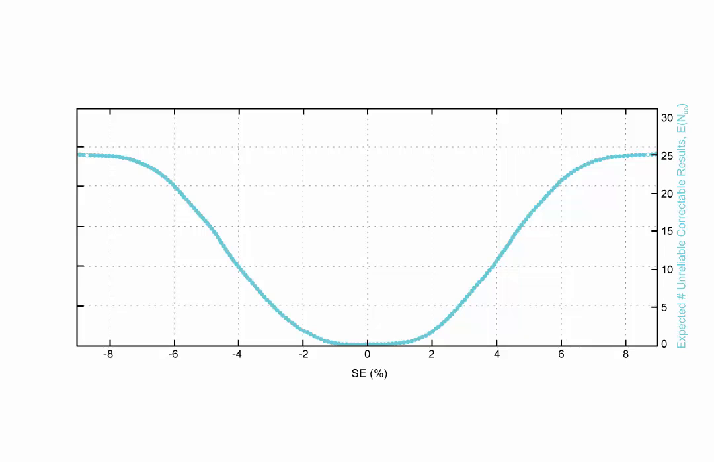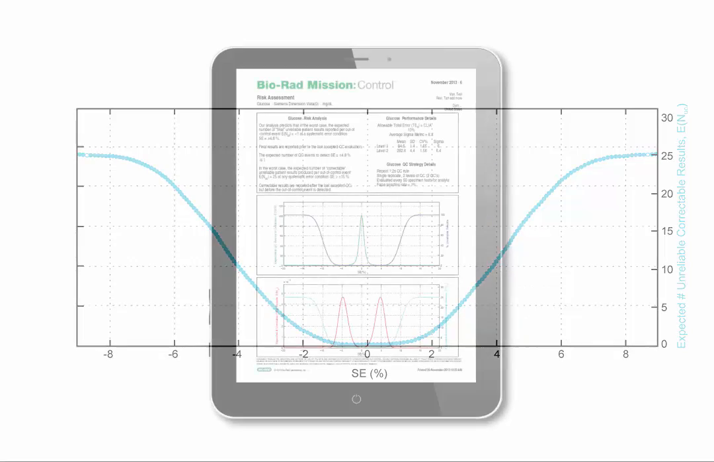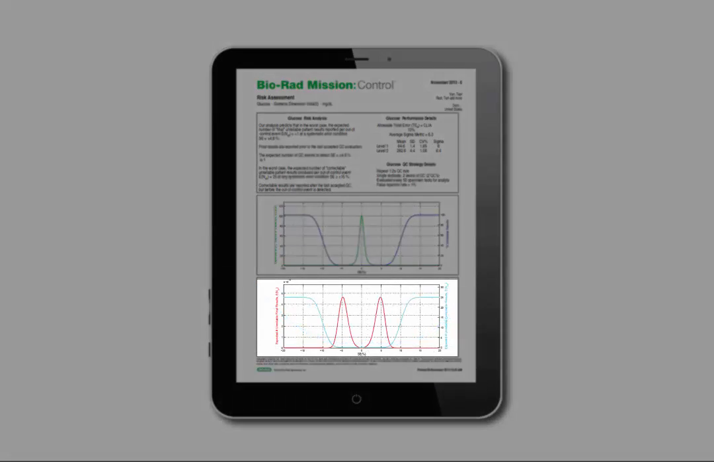Note, in general, the maximum value for ENUC is approximately 1/2 the number of analyte examinations between QCs. If the maximum ENUC is acceptable to the lab, then no matter what size of out-of-control condition might occur, the expected number of unreliable correctable results will be tolerable. This ENUC curve appears here on the risk assessment report.